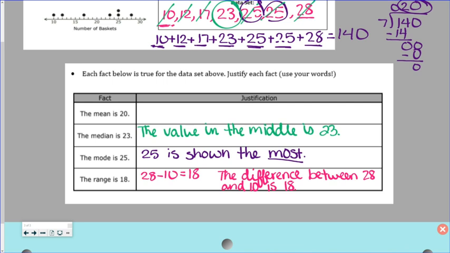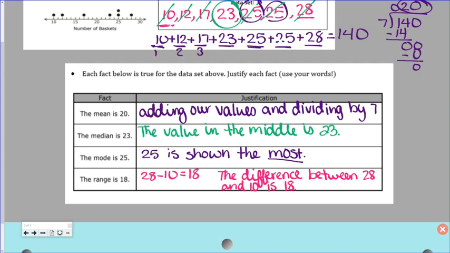And we found that by adding our values and dividing by 7, because there were 7 values that we added up. 1, 2, 3, 4, 5, 6, 7.